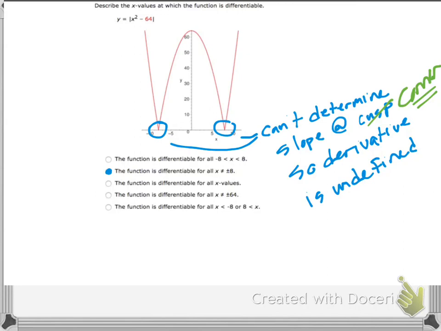It says differentiable. It's weird how it's written. The function is differentiable for all x not equal to plus or minus 8. It's a way of saying for everything but plus or minus 8. Funny way to word that.